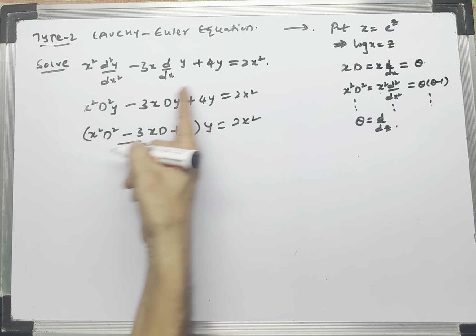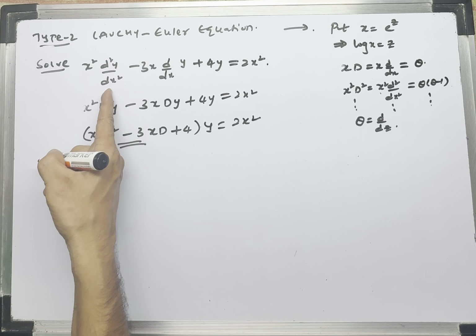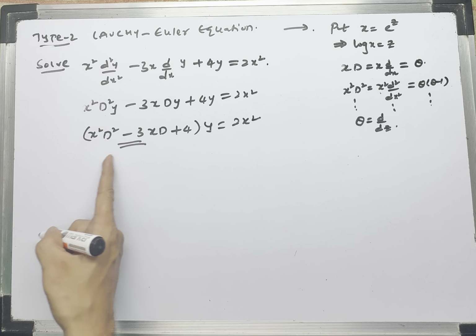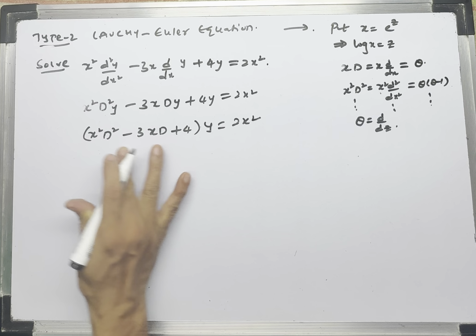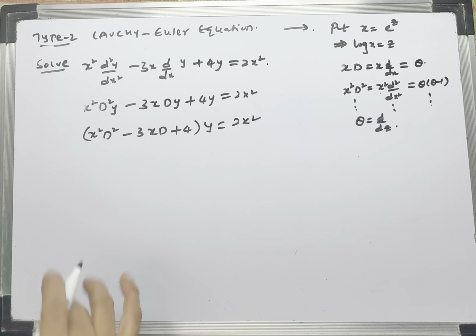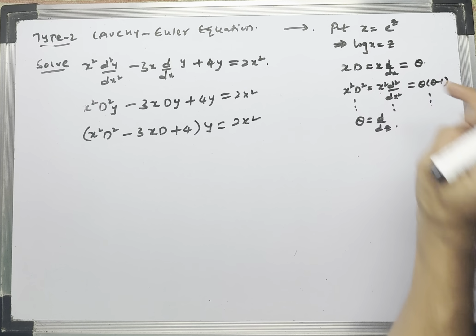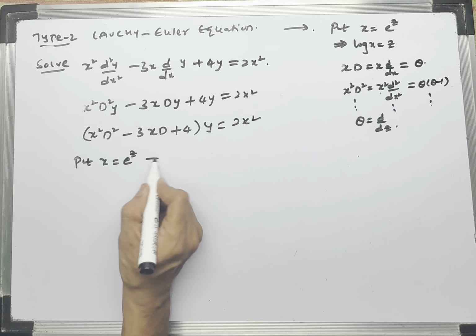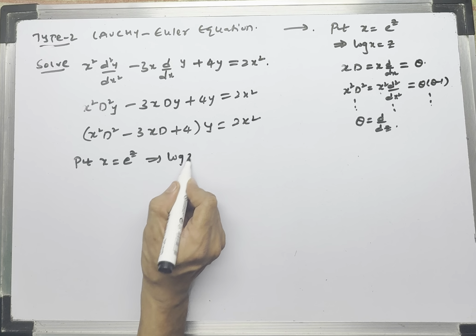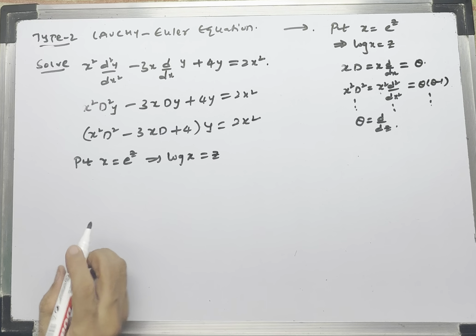Sometimes they will give the question in this d by dx format. Maximum time it will give in capital D form. Once we get this, what you need to remember is we have to write these three terms. What you have to do? Put x is equal to e power z. This implies log x will be z. At the end we'll use that.